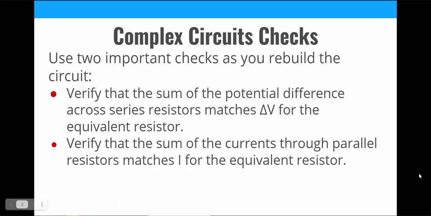Use two important checks as you rebuild the circuit. Verify that the sum of the potential differences across series resistors matches the voltage drop for the equivalent resistor. And then verify that the sum of the currents through parallel resistors matches the current for the equivalent resistor. These things will make a little more sense as we do an example.